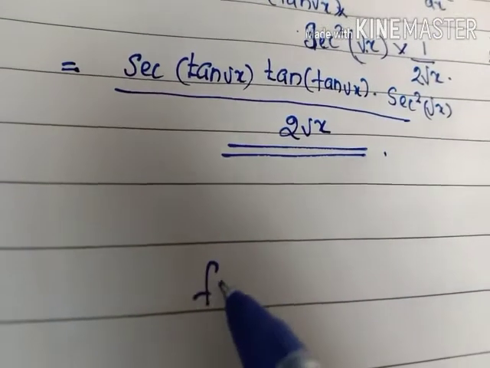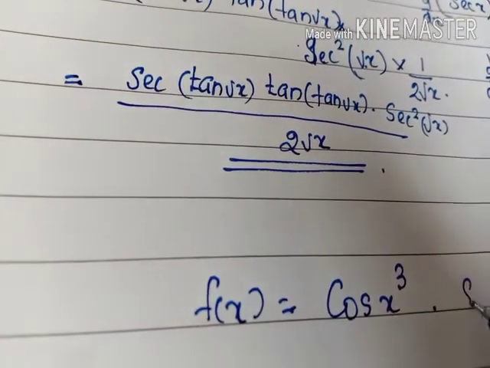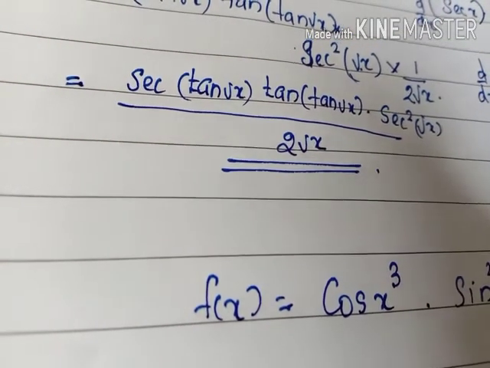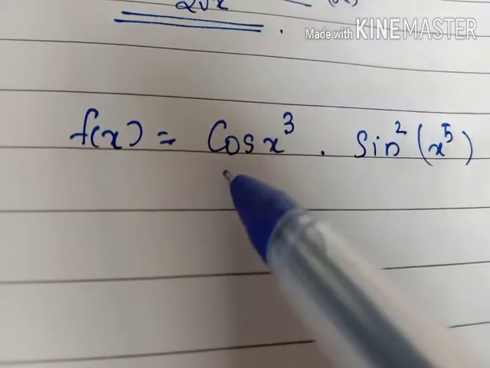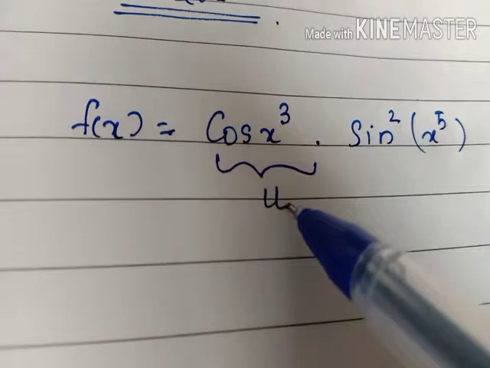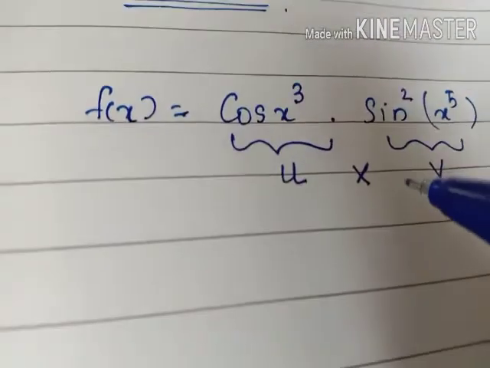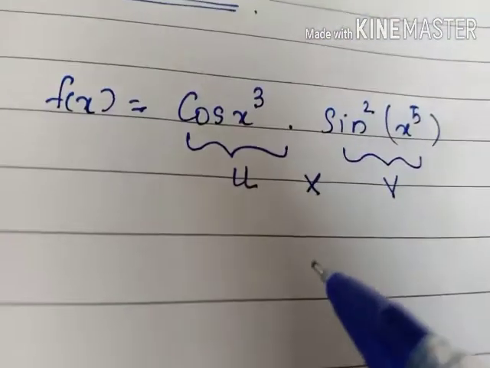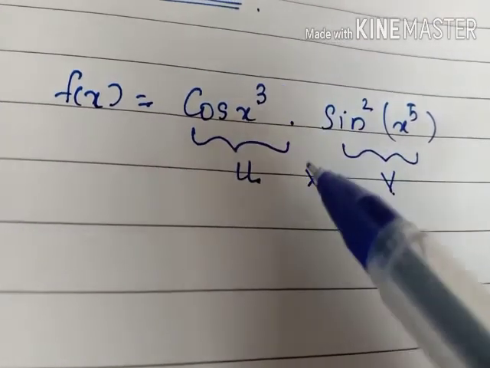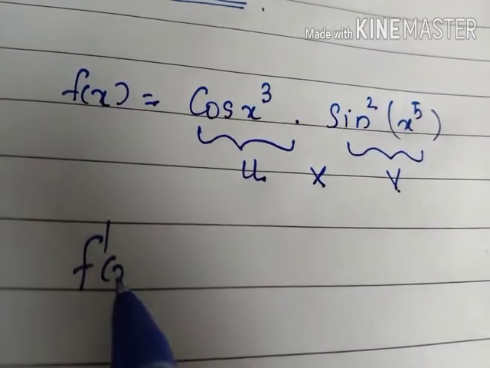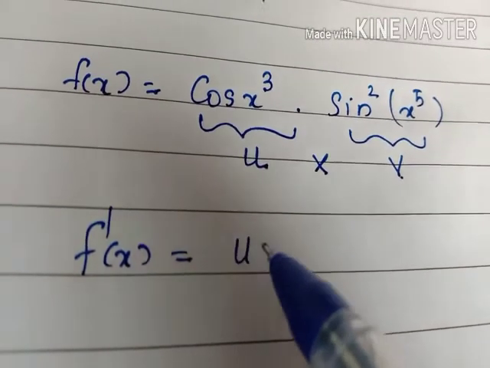Let's see another example. F of x equal to cos x cube into sin square x raised to 5. It is actually u into v. So we can apply product rule. What is product rule? First into derivative of second plus second into derivative of first. So f dash of x equal to first into derivative.